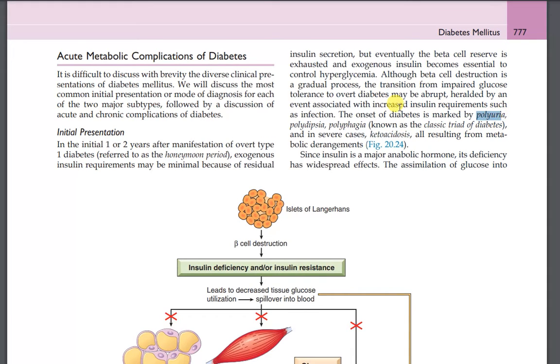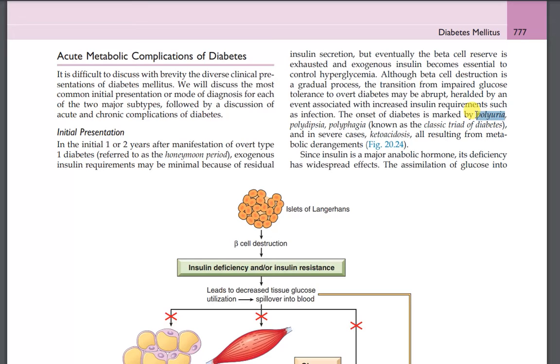So, by which symptoms can you suggest that a patient has diabetes mellitus? Of course, it's polyuria, polydipsia, and polyphagia. So this is the classic triad of diabetes. So polyuria, so increased removal of urine.